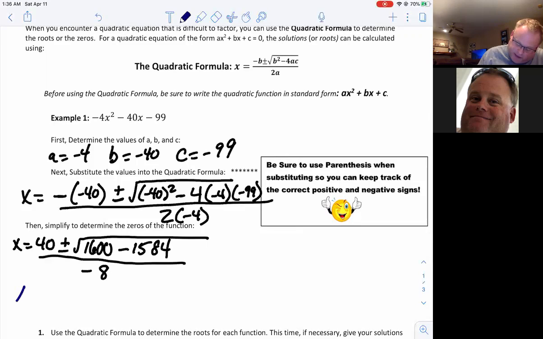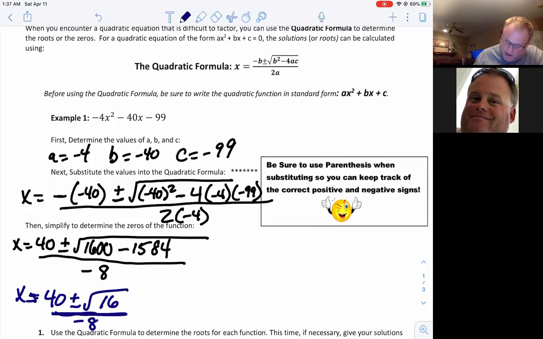So now I have x equals 40 plus or minus the square root of 1600 minus 1584. I'm going to do that without the radical for right now, and that is 16. 1600 minus 1584 is 16. So I'm going to write the square root of 16 all over negative 8. We all know what the square root of 16 is. What is it? Yeah, it's 4. So we're going to have 40 plus or minus 4, all over negative 8.